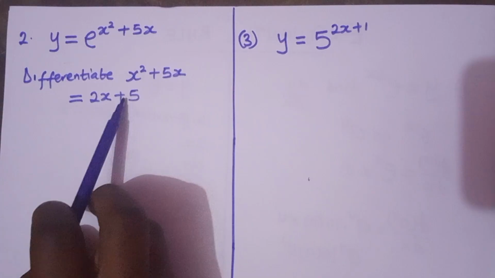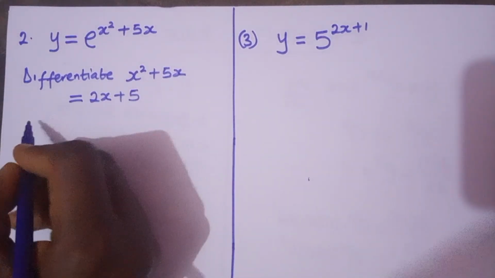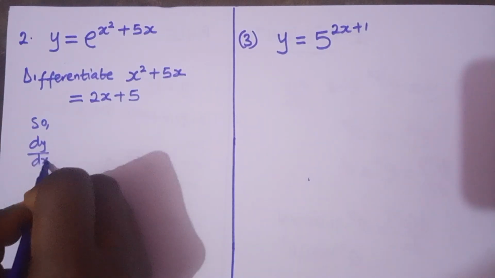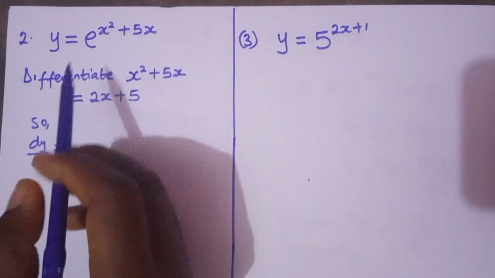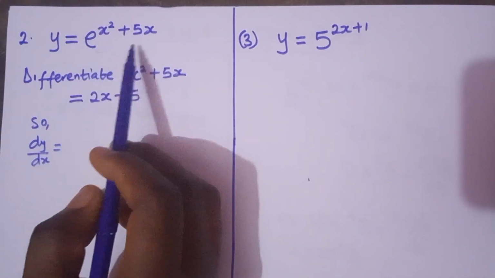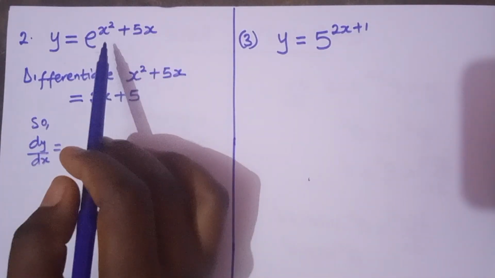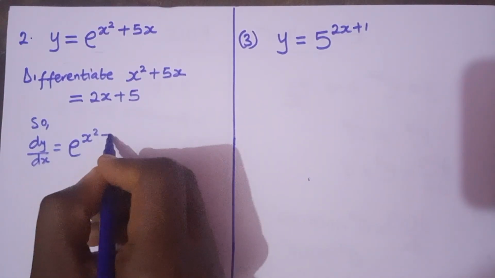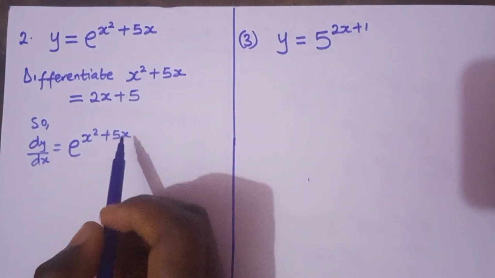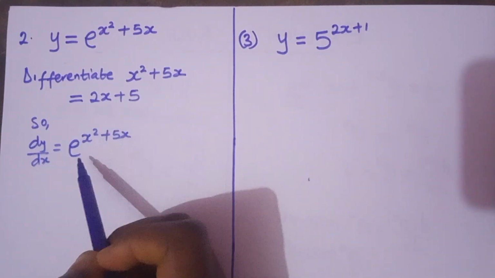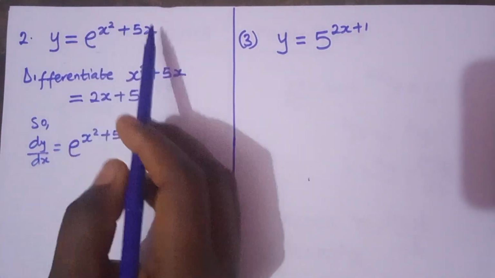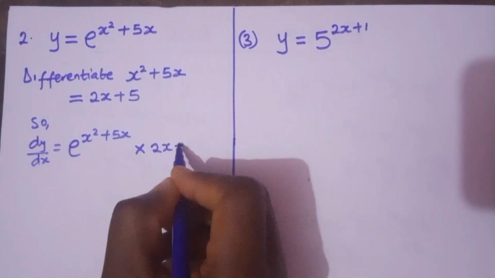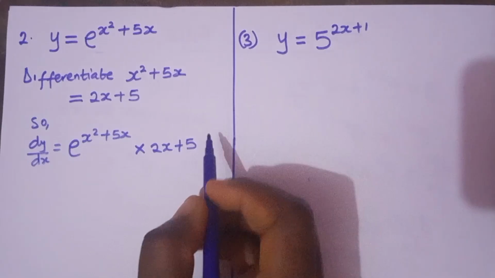So since we are done differentiating it, we now have dy/dx. Remember what I said earlier, repeat the same function given. We have e raised to power x squared plus 5x. Then once you are done, you multiply it by the derivative of the power, which is this, multiply by 2x plus 5.